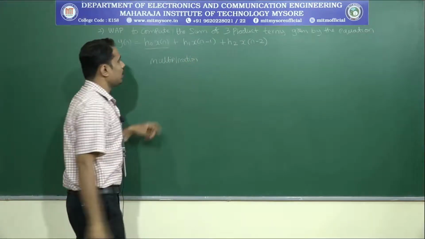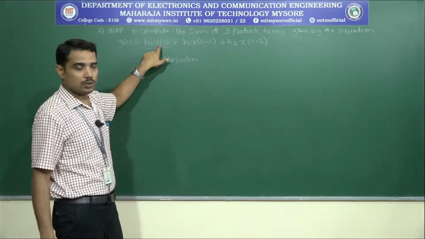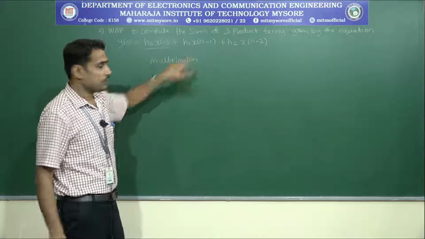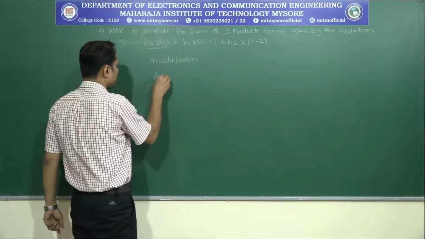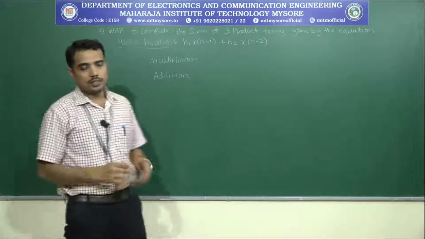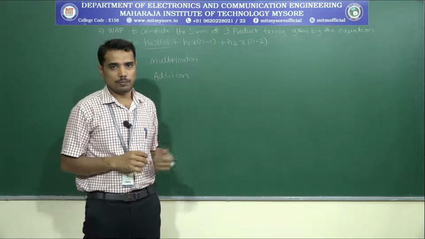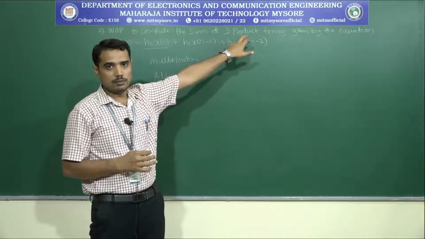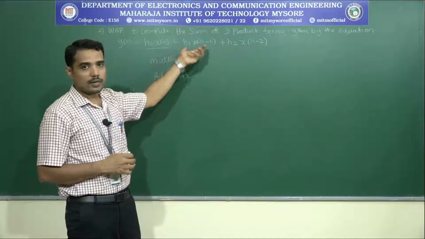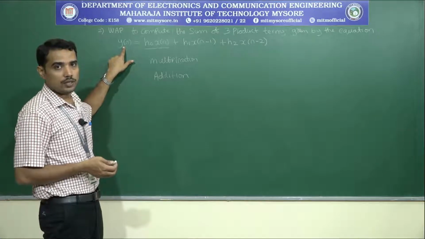and after computing the product of h0 into x(n), what are we supposed to do? We have to add that product with the next product. For that purpose, you have to use addition operation. Addition and multiplication are the two arithmetic operations involved in this program. Here, as mentioned in the problem, we need to compute the three product terms and add them together, then store in y(n).